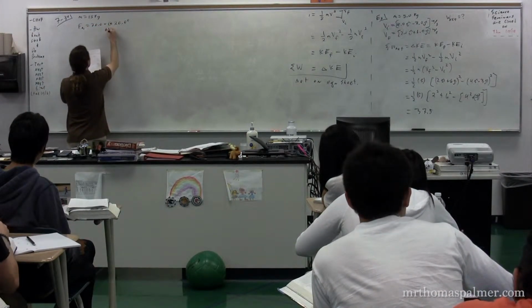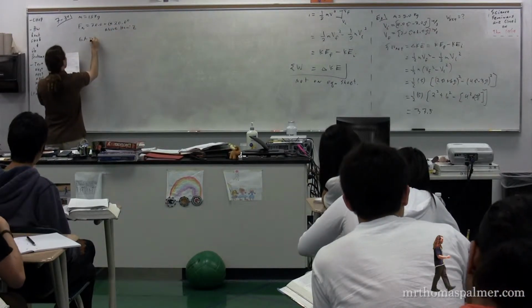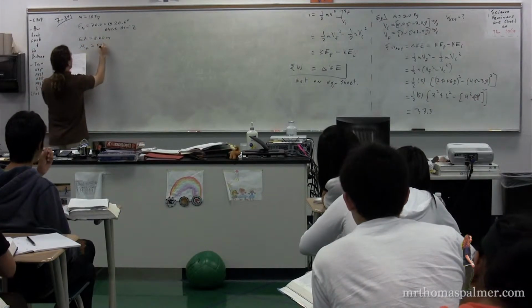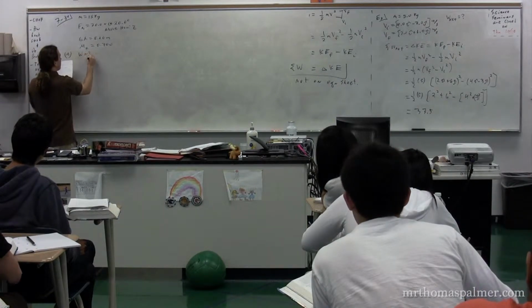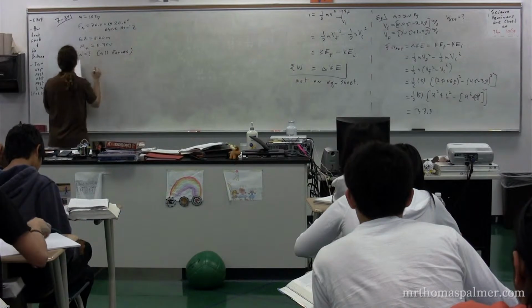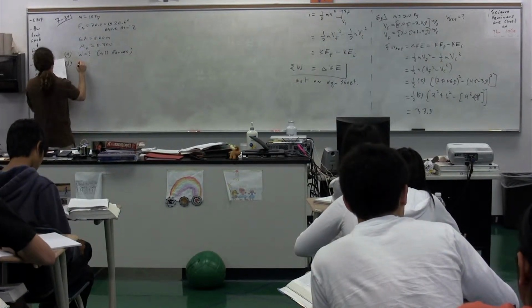The block is displaced 5 meters and the coefficient of kinetic friction is 0.300. Find the work done on the block by A, the 70 Newton force, B, the normal force, and C, the gravitational force. D, what is the increase in internal energy of the block-surface system due to friction? E, find the total change in the block's kinetic energy.